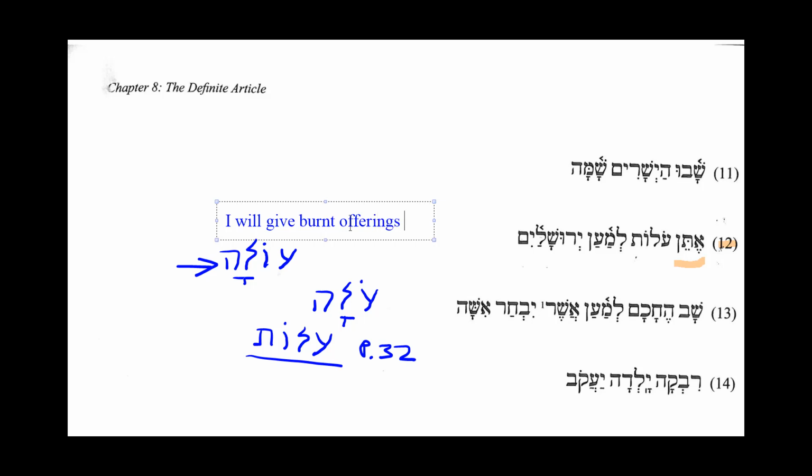I will give burnt offerings. And then we saw lema'an previously, that's for the sake of. And then Yerushalayim, Jerusalem, for the sake of Jerusalem. So that's an example where we have a first person singular verb. So we have I will give, and then this plural form, burnt offerings for the sake of Jerusalem.